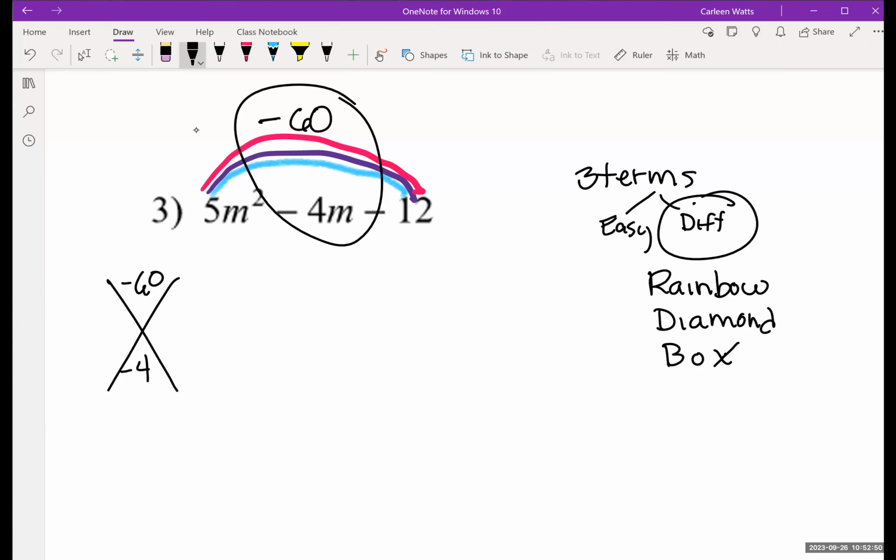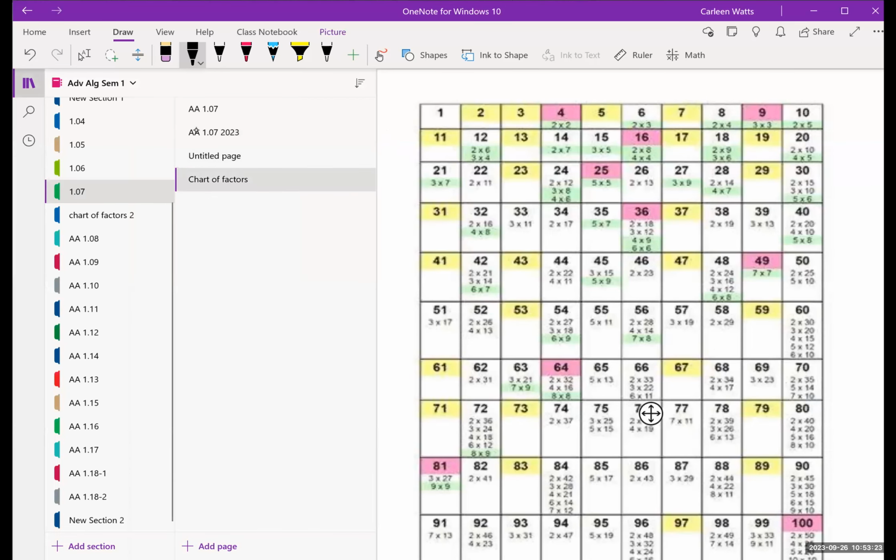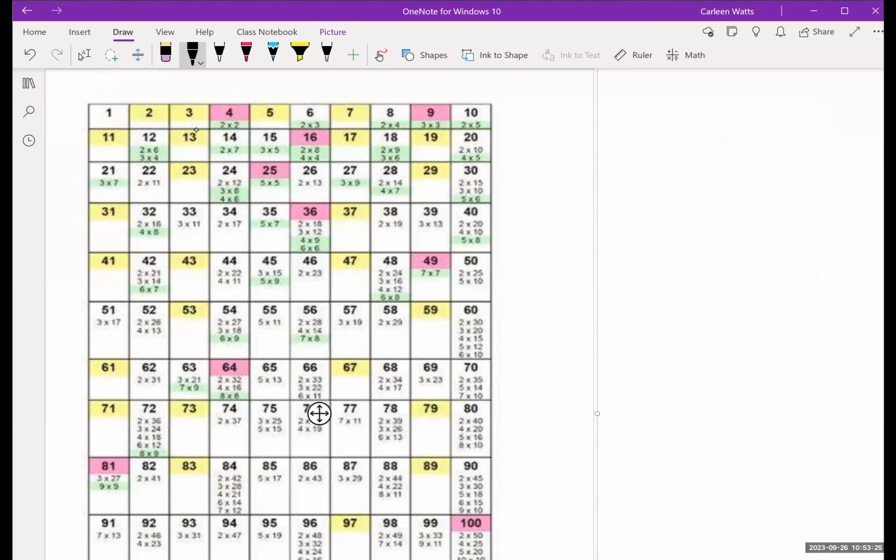Lots of different methods on factoring this. I want you to demonstrate that you understand the rainbow diamond box method. Okay. Photomath will not show you the diamond, guaranteed. So we're going to go to the chart of factors. I need 2 numbers that multiply to get -60 and add to get -4. And I'm preaching to the crowd because you're showing up here, I know you actually want to learn how to do it and not just get the answer.